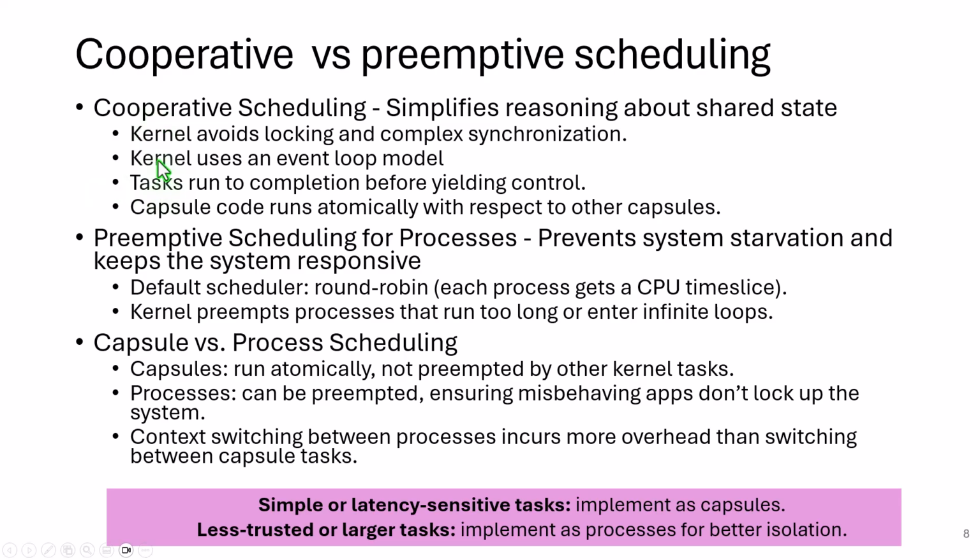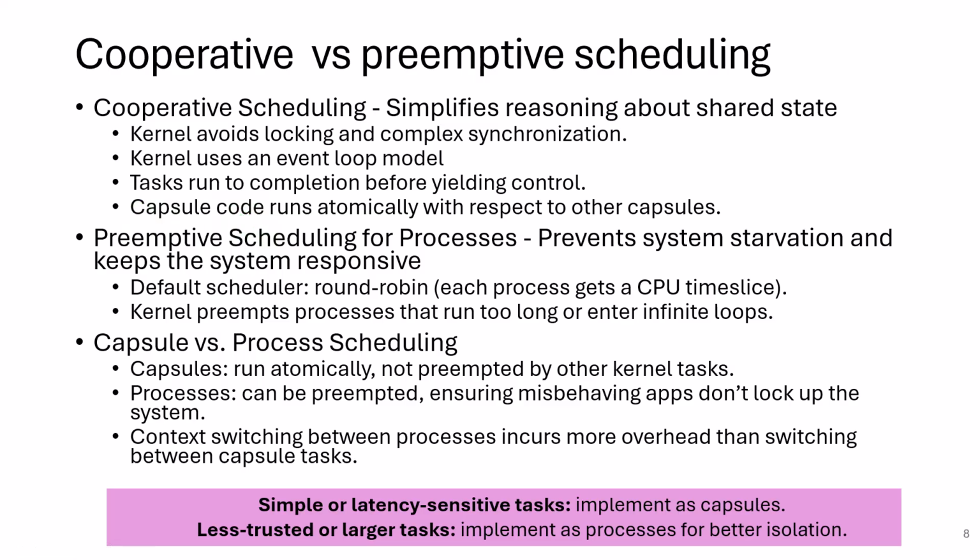And so, if everybody can be trusted, the kernel avoids locking and synchronization issues. And you can just use an event loop. And you can trust that the tasks will run to completion before yielding control. So when they get to a state where they need to wait on IO or some other timer, they can then yield, and you can trust them. This trust is implied in the capsule code. So the capsule code does run cooperatively with the kernel, and it runs atomically with respect to the other capsules. Capsule code can hang the kernel, so there's a trust there.